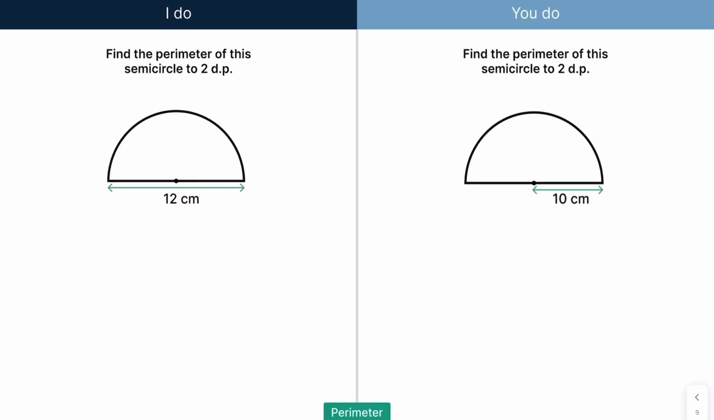Moving on, we've been asked to find the perimeter of the semicircle. So the perimeter is just the distance outside, so it'll be all of this. We know what the bottom is. The bottom is 12, so the only thing we need to figure out is what this bit here is. Now this bit here is just going to be the circumference.